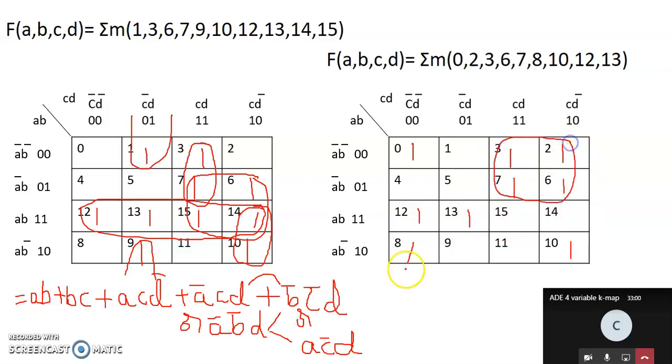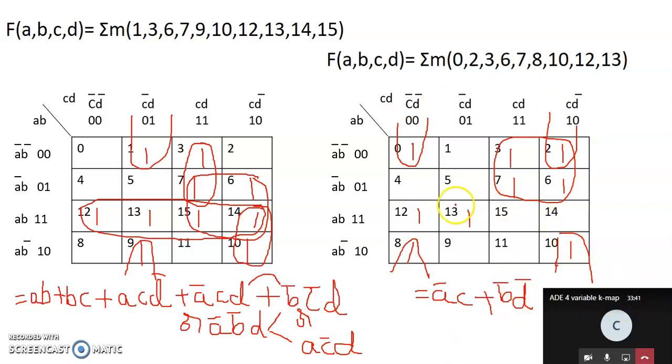This group, the result will be A bar C. Then plus, if I go with this one, that is the only possibility, all four corners. So I'll make all these four corners into one group. The result is B bar, then here it is D bar. So B bar D bar.